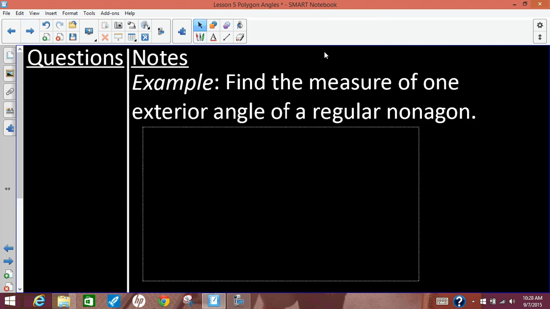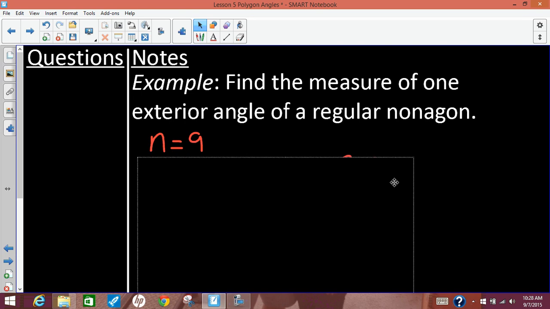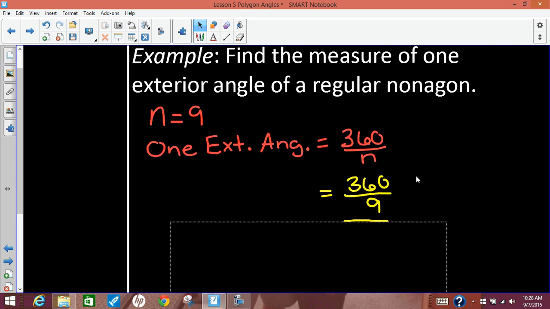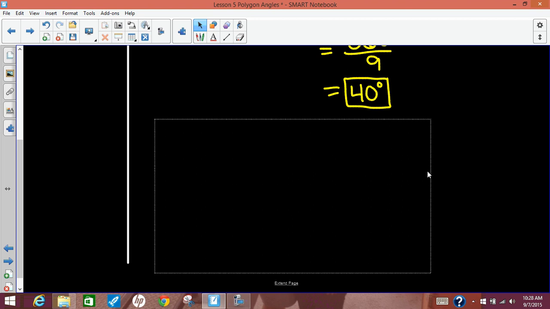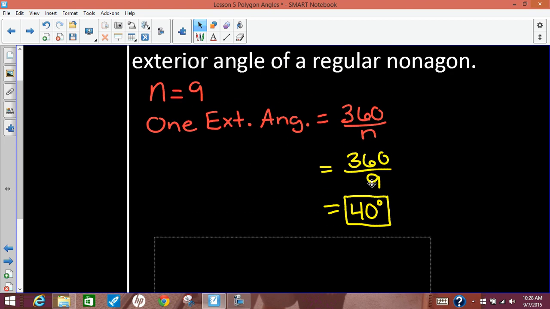So go ahead, do your thing, pause here, use the formula, make sure you write it down every time, and then I'll have you check your answer. So we got our nonagon back. Remember, it has 9 sides. Write our formula every time. Plug in 9 for n. When we do division, we find out that if we draw the exterior angles and measure them, each one of those exterior angles of this nonagon is going to be 40 degrees.